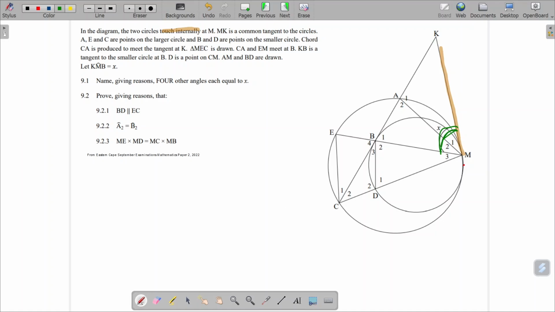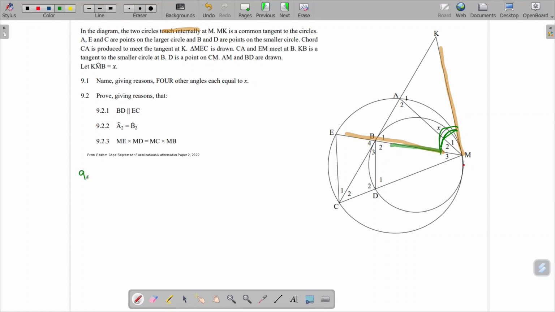Well, I think the color coding here makes it quite easy, because if KM is marked as a tangent, then X is an angle between a tangent and a chord. If I look at the big circle, then the chord would be EB. If I was to look at the smaller circle, then the chord would be MB. And so I can use those two to at least get 2 of the 4 quite quickly.